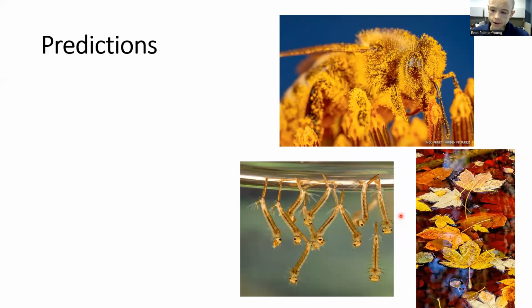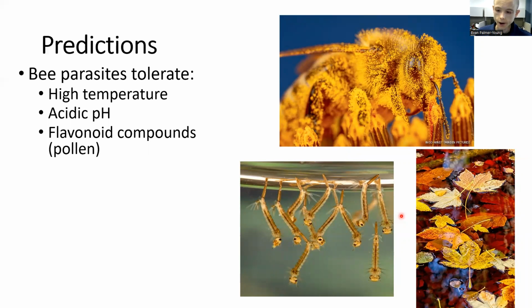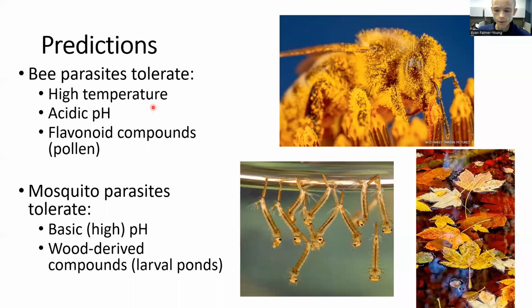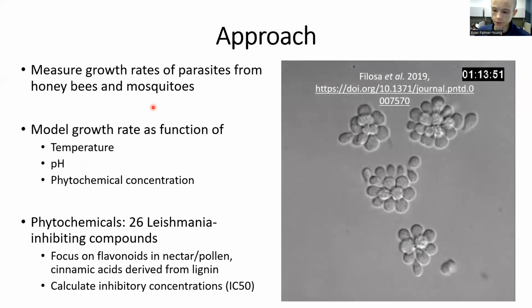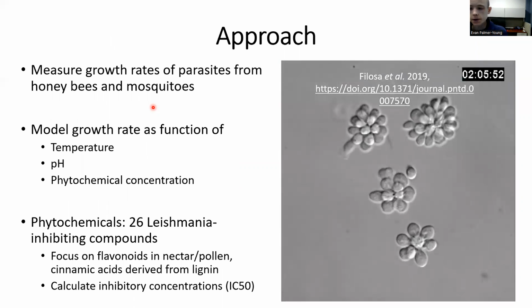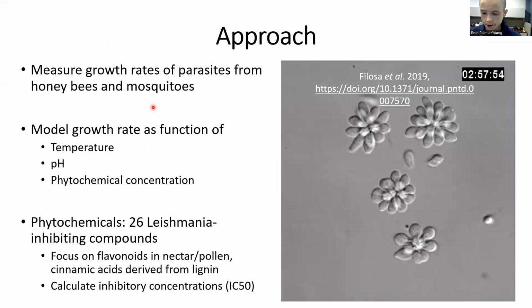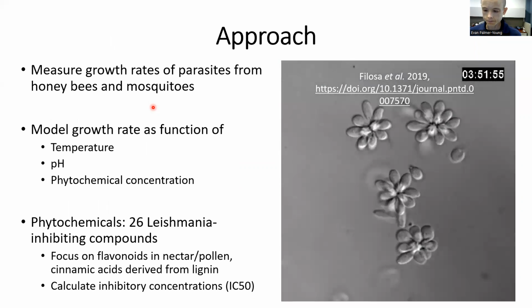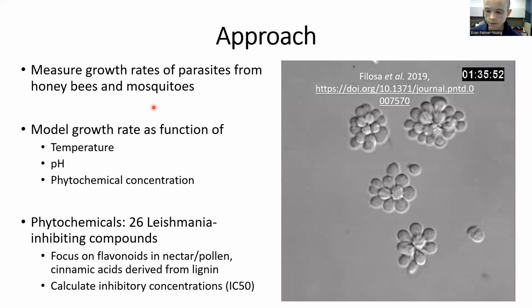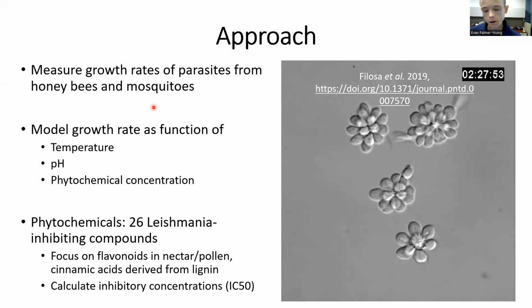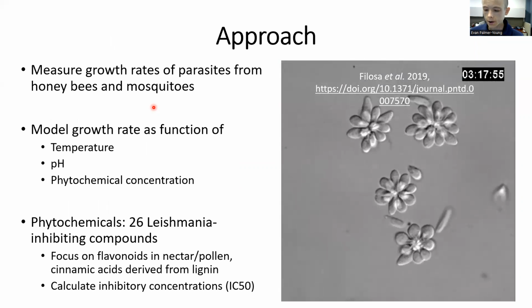Hence, we predicted that parasites of bees would have greater tolerance of high temperature, low pH, and pollen-associated flavonoids, whereas parasites of mosquitoes would be more tolerant of high pH and compounds derived from wood decomposition. To test these predictions while also evaluating possible treatments for managed bees, we measured growth rates of the 2 honeybee parasites and 2 strains of the mosquito parasite across a range of temperature and pH, and in the presence of 26 phytochemicals, including compounds associated with pollen and with wood decomposition.